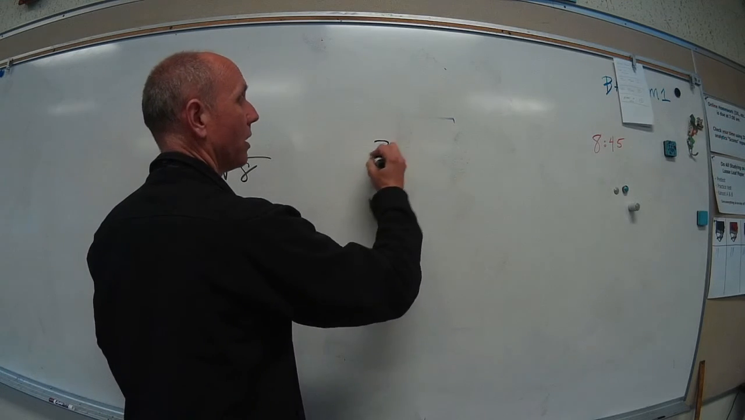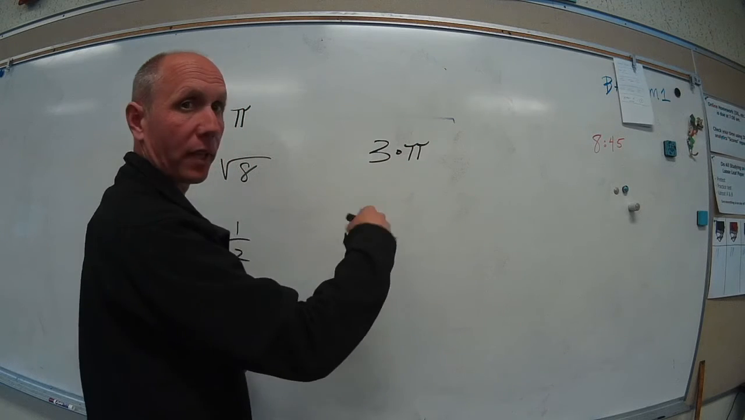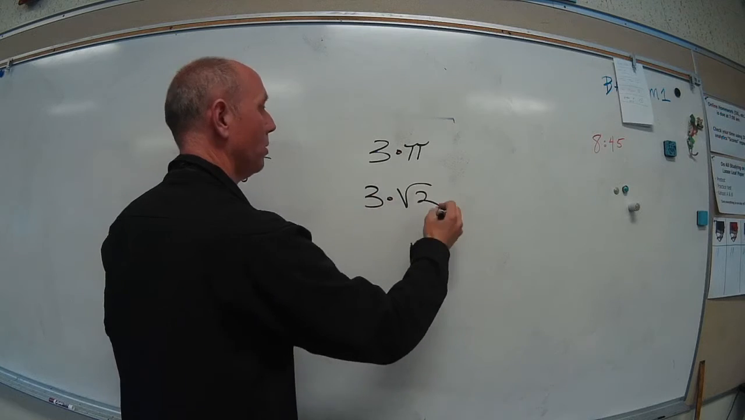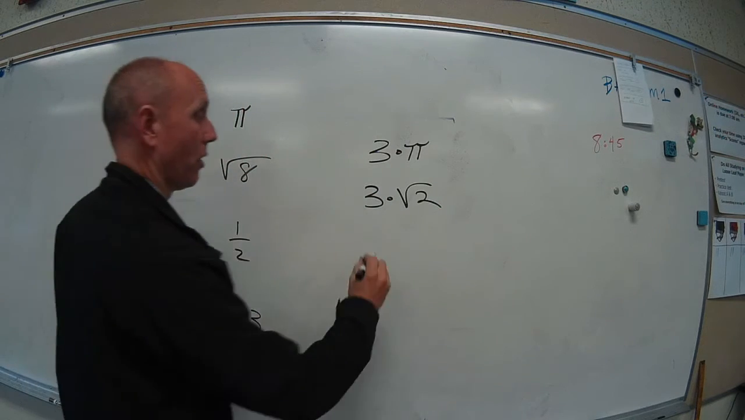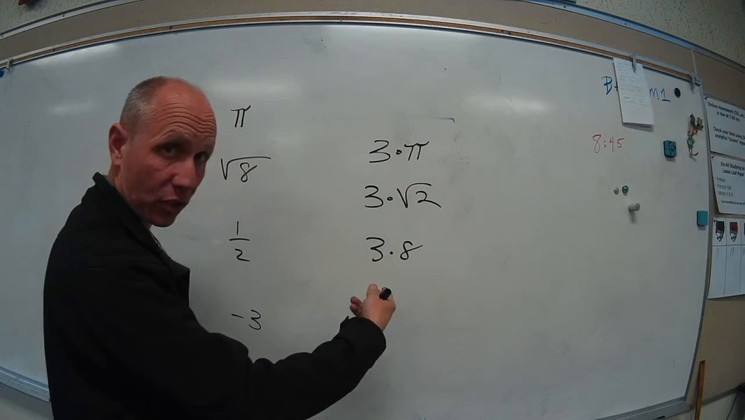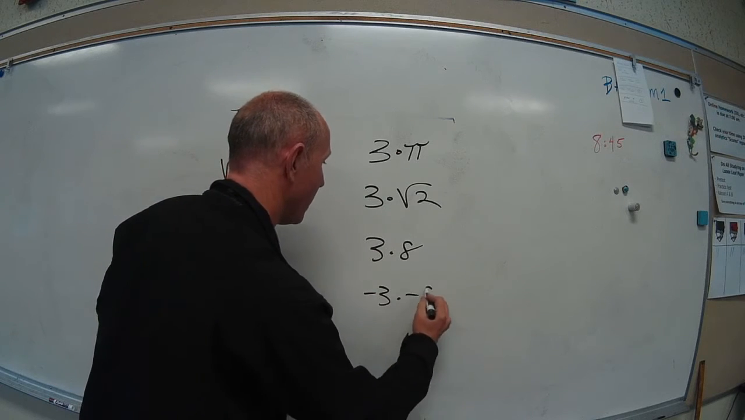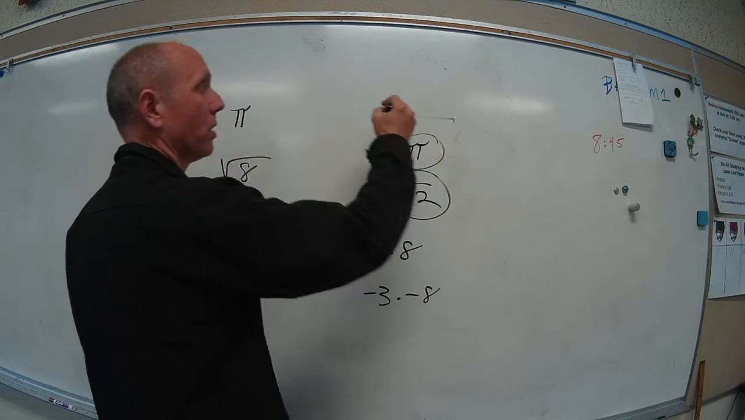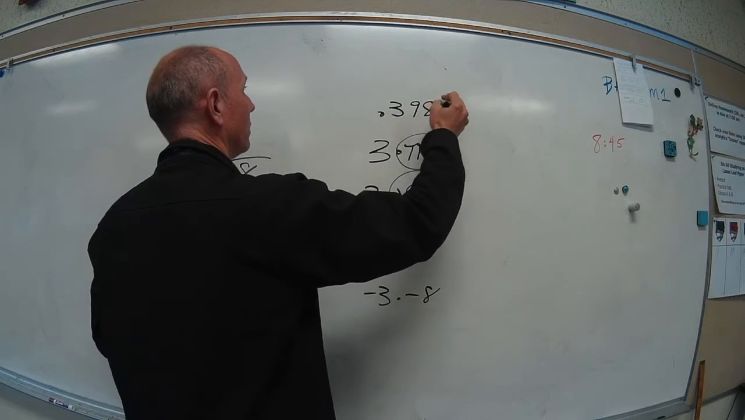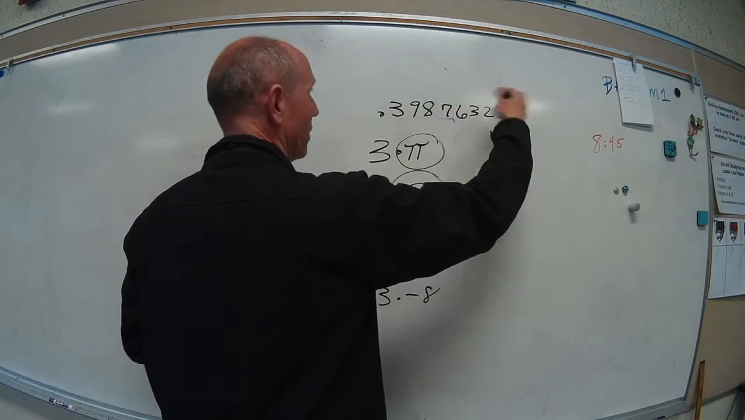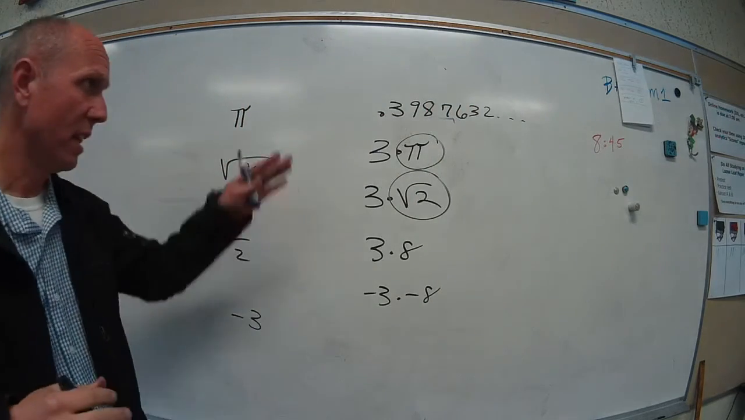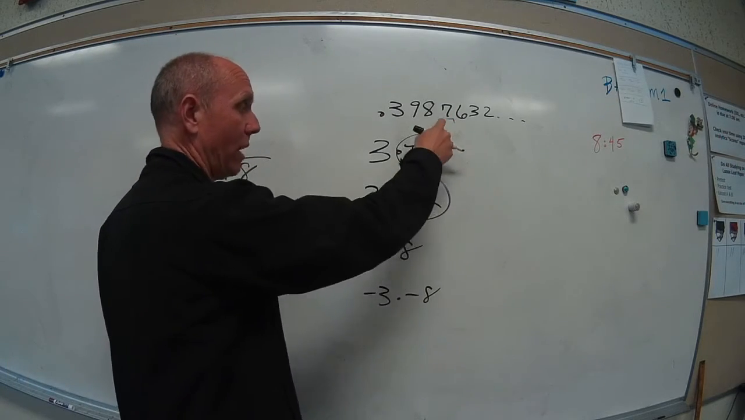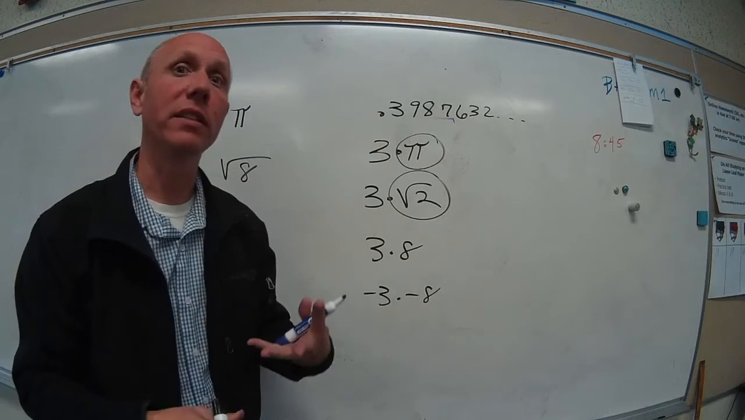Also, when I start multiplying things, 3 times pi, irrational, because that's irrational. 3 times the square root of 2, irrational. 3 times 8, rational. -3 times -8, rational. So as soon as I see a pi or a square root or some kind of a crazy decimal, something that goes on forever without repeating, that tells me that it is irrational. If I don't see it, that means it's rational.